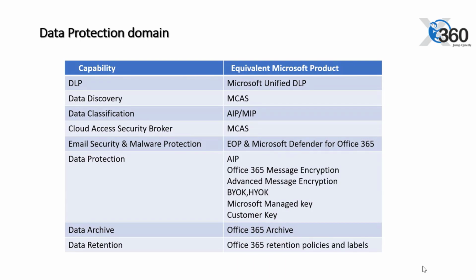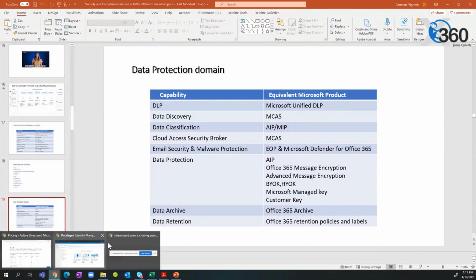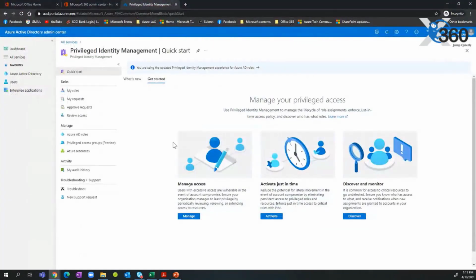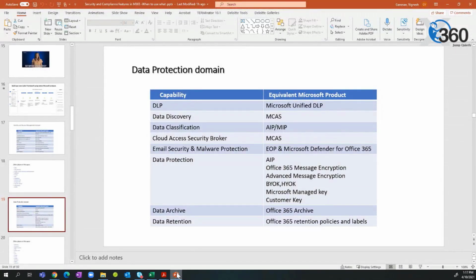So just to help you understand how you would navigate through these solutions once again in the admin center, these are all point solutions. When I say point solutions, these are only meant to fix that given problem. So if I go here to the security center, you can see Microsoft, you have DLP, data discovery, and there is a lot which comes along with that.